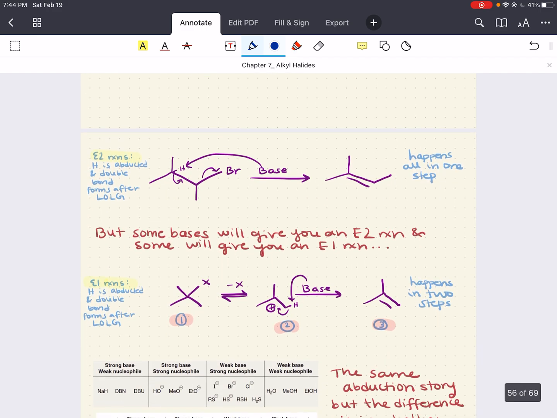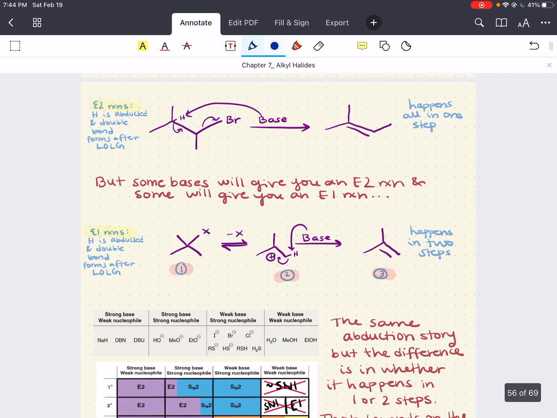Now, if you remember, in E2 reactions, a hydrogen is abstracted and a double bond forms between the alpha and beta carbon after the loss of a leaving group. This happens all in one step. But depending on the base, instead of an E2 reaction, you might actually get an E1 reaction. In an E1 reaction, the same thing happens, but in a different order. The leaving group leaves first, then a hydrogen gets abstracted by a base, and then your double bond forms. This happens in two steps with the formation of a carbocation intermediate.